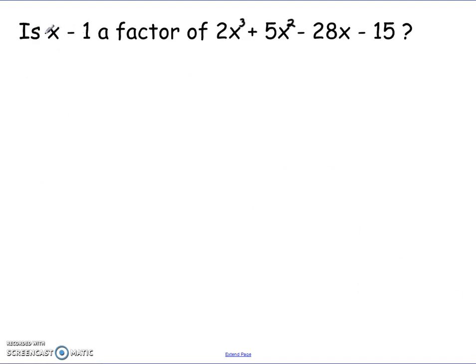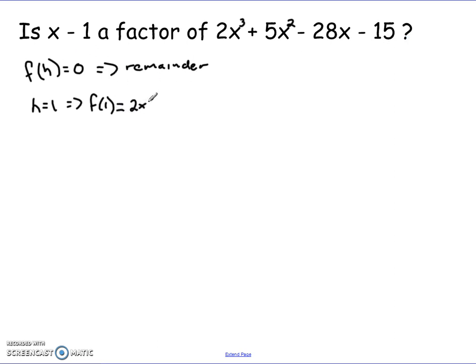Imagine the question simply states, is x minus 1 a factor of 2x cubed plus 5x squared minus 28x minus 15? For this, you need to bear in mind that we've just said that if f of h equals 0, then there's no remainder. If we don't get that, then it's not a factor. In this case, it's divided by x minus h, so for this example, we set h equal to 1. So what we want to find is f of 1. If we substitute 1 into this and get a value of 0 back, we know it's a factor, with no remainder.